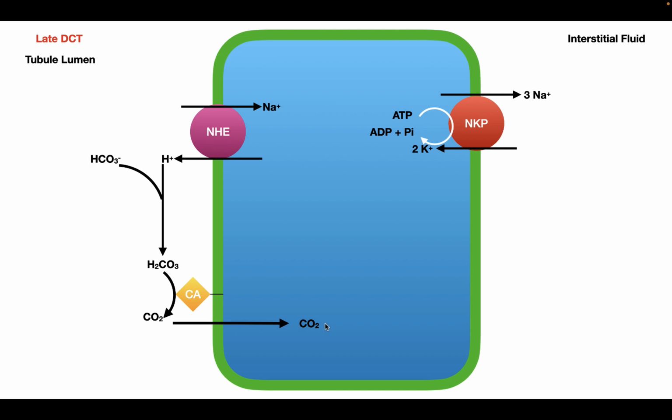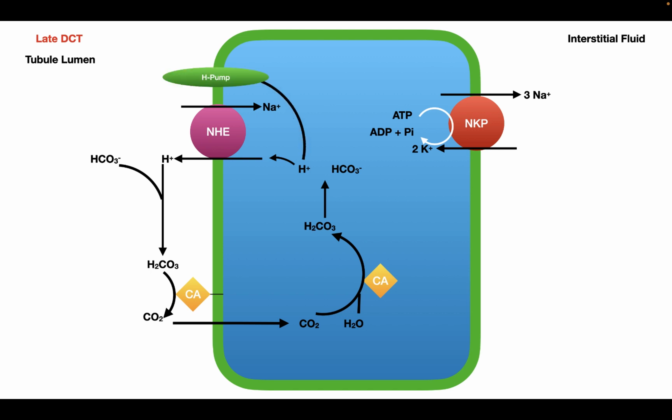Once this carbon dioxide is in the cytosol, it reacts with water to form carbonic acid, and this reaction is catalyzed by carbonic anhydrase. The carbonic acid will then break down into hydronium and bicarbonate, and the hydronium can be recycled back into the tubule lumen through the sodium-hydrogen exchanger, and it can also be recycled back into the lumen through the proton pump. Now the bicarbonate can move into the interstitial fluid through the anion exchanger.